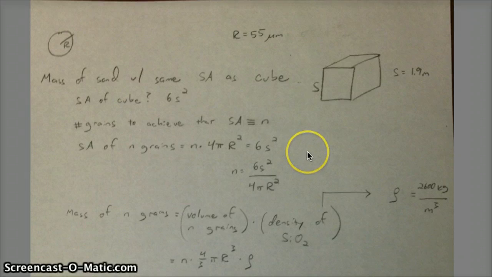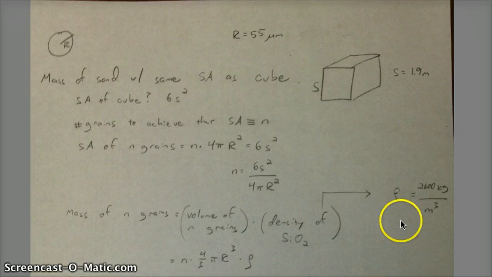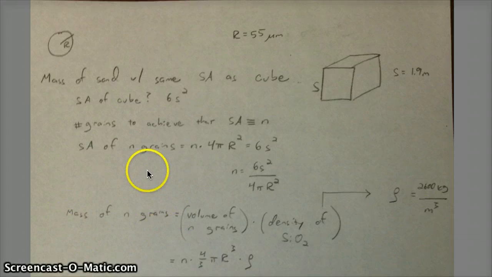Now, what is the mass of that many sand grains? That's what the problem is asking. It's equal to the volume of those grains times the density. The problem says that a meter cubed of silicon dioxide has a mass of 2,600 kilograms. So the density, the Greek letter rho here, is 2,600 kilograms per meter cubed. I can find the mass of all n grains of sand by taking the volume times the density.